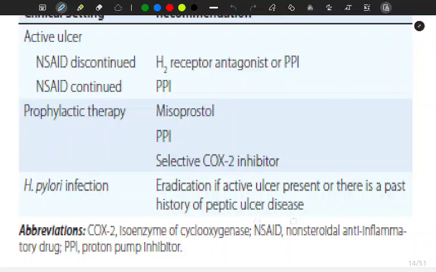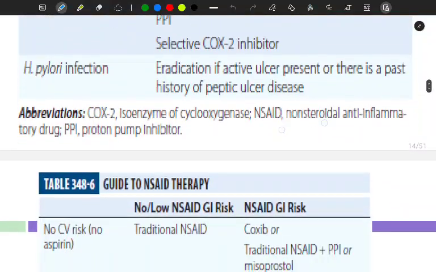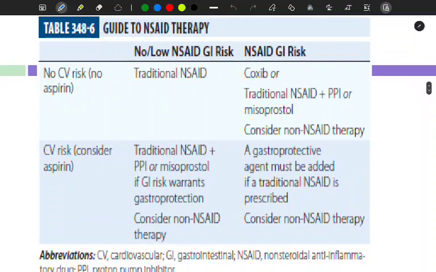Guide to NSAID therapy, that's good, right? So you have to remember, if there is no cardiovascular risk, no aspirin, and no risk for GI bleed, he doesn't have any history of GI bleed or whatever, we can give the traditional NSAID. If there is a higher risk of bleeding, previous bleeding, steroids, and other medication that might cause ulcer, you give them either the COX-2, celecoxib, or traditional NSAID plus PPI or misoprostol for protection. And often we try to avoid the NSAID as much as we can unless we need it, okay?